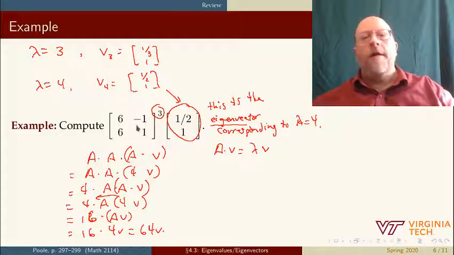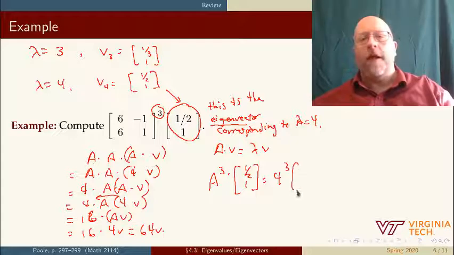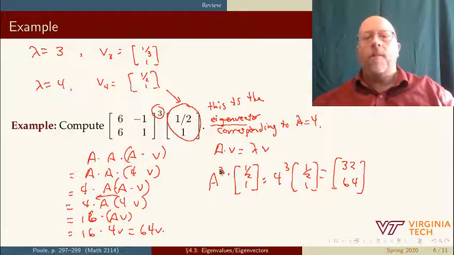So A cubed times 1/2, 1 is just the same thing as 4 cubed times 1/2, 1. And 4 cubed is 64. 64 times 1/2 is 32. 4 cubed times 1 is 64. And we were able to calculate this without ever actually having to raise A to the 3rd power.